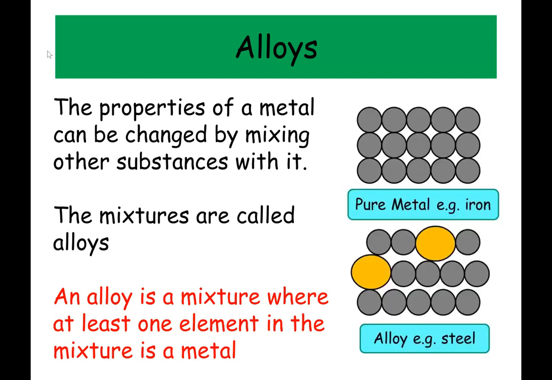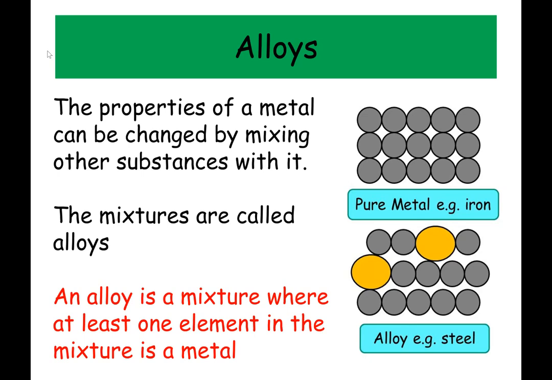Okay, so an alloy is a mixture. And it works on the principle that the properties of a metal can be changed by mixing other substances with it. That mixture is called an alloy. So if we were looking for a definition, an alloy is a mixture where at least one element in the mixture is a metal. So an example of an alloy would be steel.